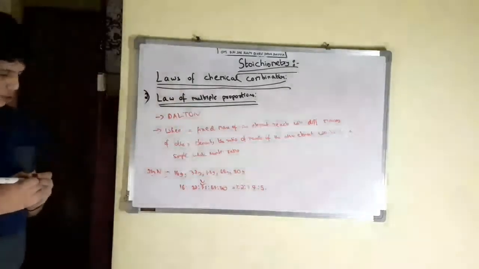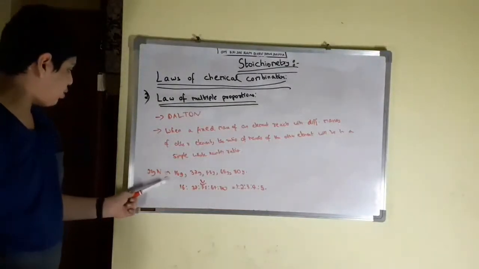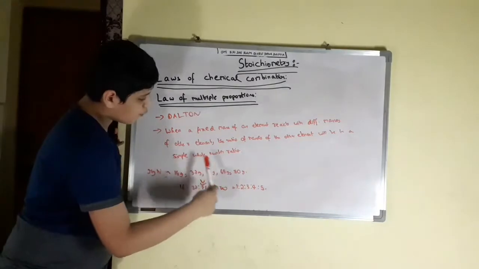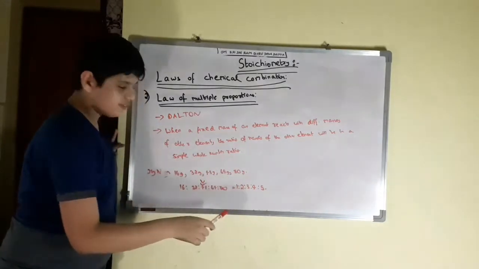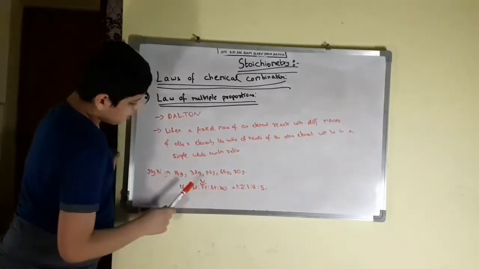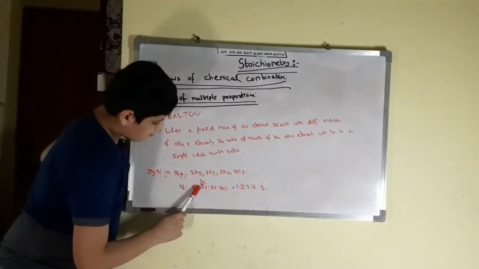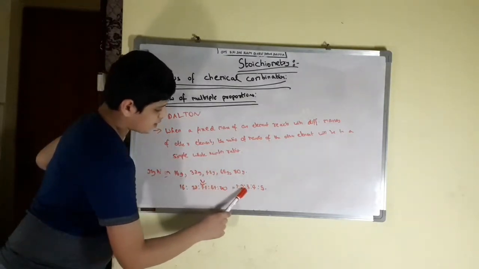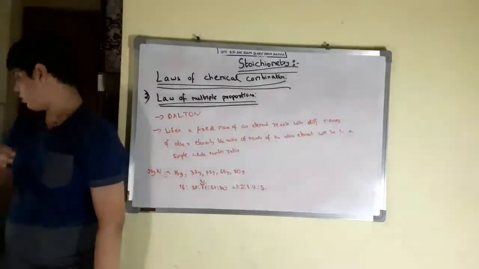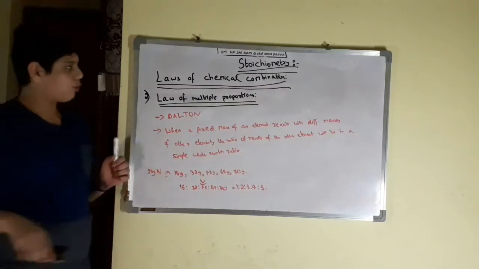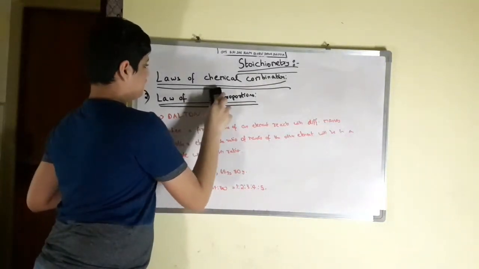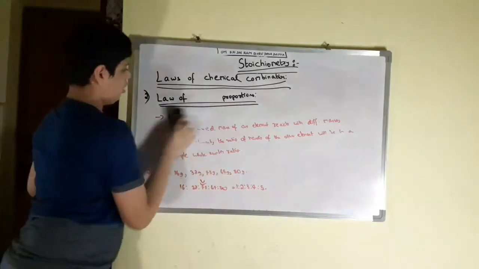Okay, so when there is fixed mass of an element, that is nitrogen, which reacts with different masses of oxygen, we shall say weights, not masses, different weights of oxygen. This will be in a simple whole number ratio, 1 is to 2 is to 3 is to 4 is to 5. Okay, so let us move on to the next law. Hope you have copied this.